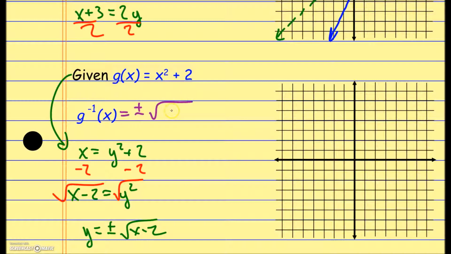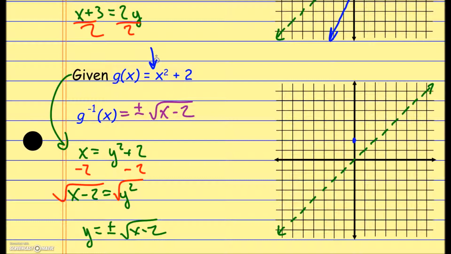The problem is I don't really know what that inverse is supposed to look like. So let's think of it in terms of the graph of the original function. Since I know what the graph of the original function is supposed to look like, because it's an x squared, I know it's going to be a parabola. And that parabola is actually in vertex form, so I can see that the vertex is 0, 2.